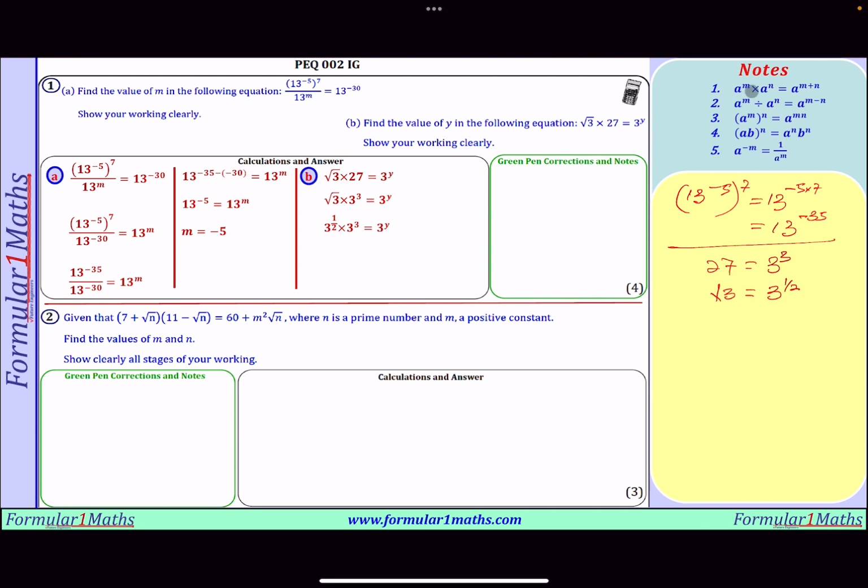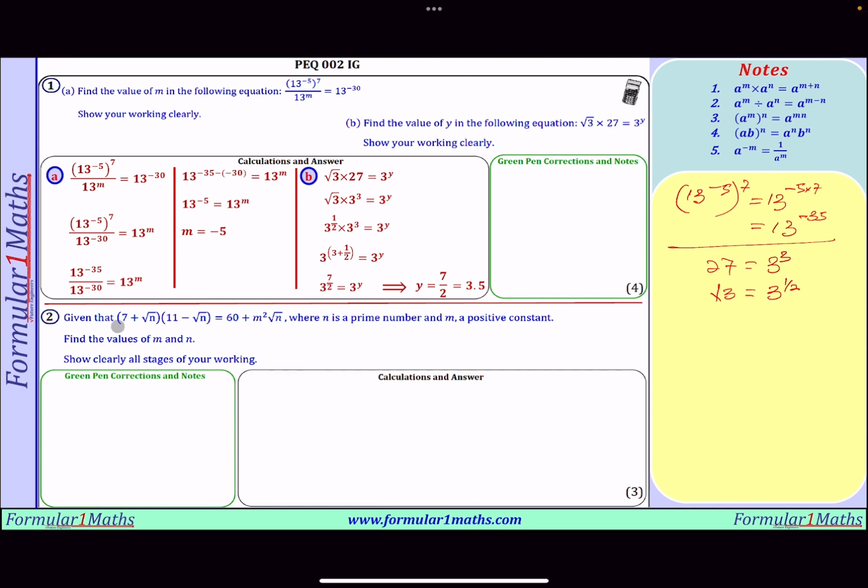Then using the first rule, you can simplify the left-hand side of this equation to get the following. But 3 plus a half is the same as 7 over 2. So the left-hand side reduces to 3 to the power 7 over 2 equals 3 to the power y. And again, the bases are the same, so the powers must be the same. That means y is equal to 7 over 2. And 7 over 2 is the same as 3.5. So y is 3.5. And that's question 1.